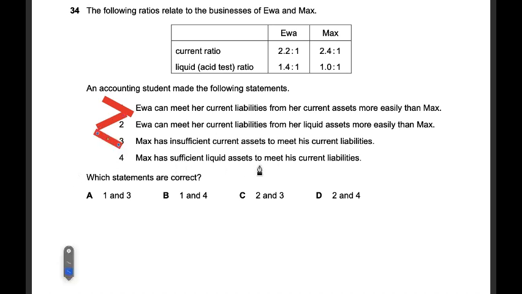Max has sufficient liquid assets to meet its current liabilities. Just sufficient, 1 is to 1. That's why it is true. So statements 2 and 4 are correct, making option D our correct answer.